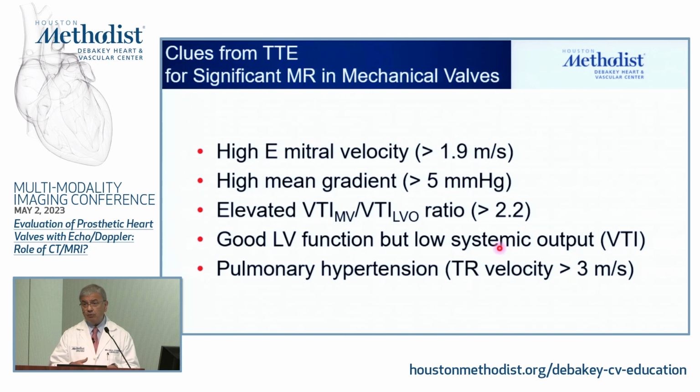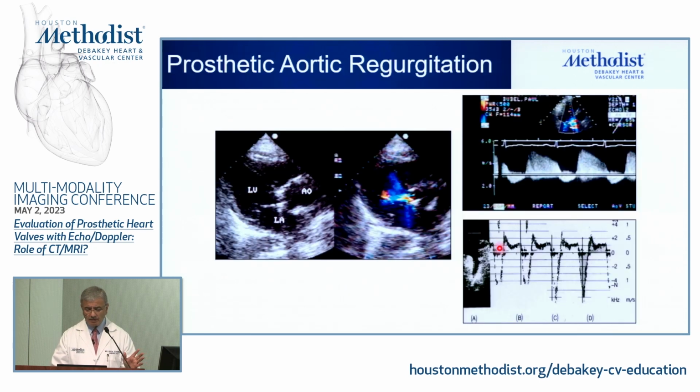High mean gradient, we're not talking about 10 millimeters of mercury, we're talking about just greater than 5 in a decent heart rate. Elevated Doppler velocity index, and here the index is inverted, greater than 2.2. A good LV function, but low systemic output in the aortic or the pulmonic area. Pulmonary hypertension, sensitive but not specific. Why? Because you may have still residual pulmonary hypertension from preoperative situation.